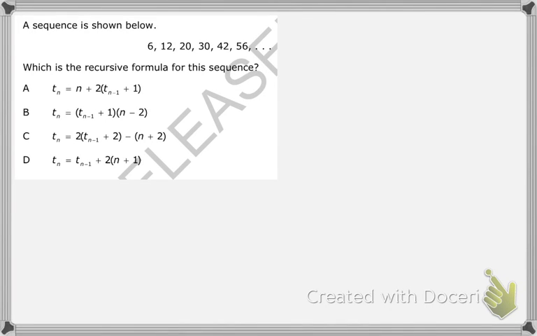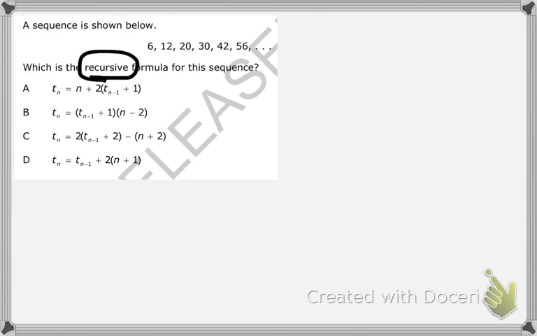Right, this is review 1, question 2. This problem gives you a sequence, and it asks which is the recursive formula of this. Recursive means that you have to know the previous term in order to find your next.